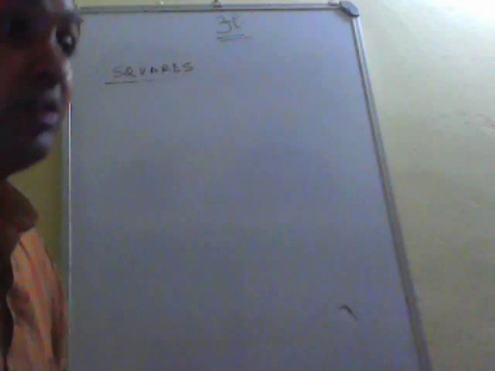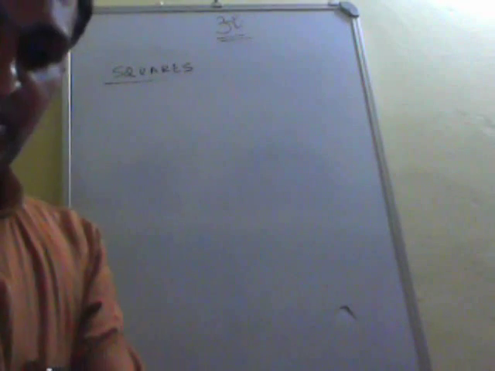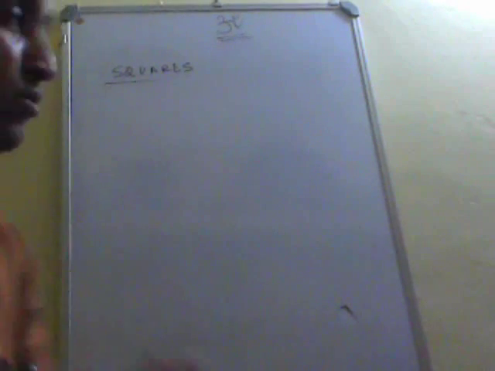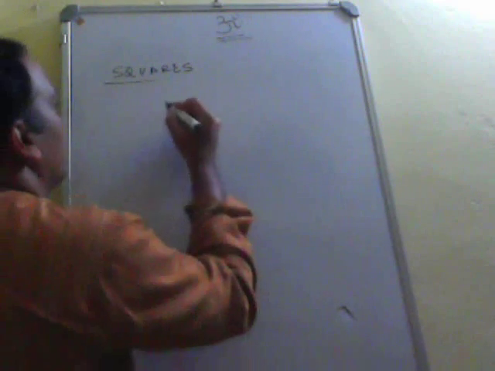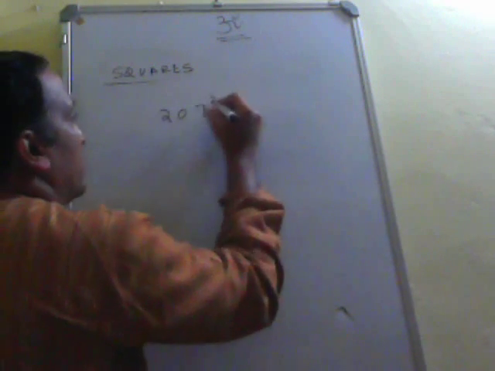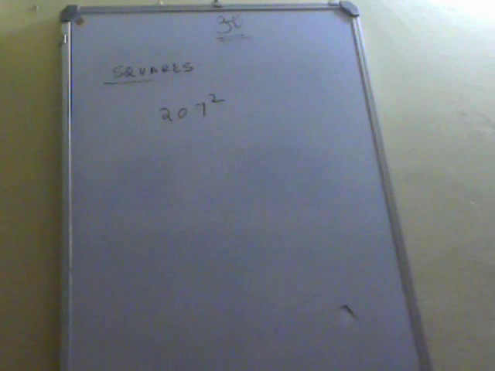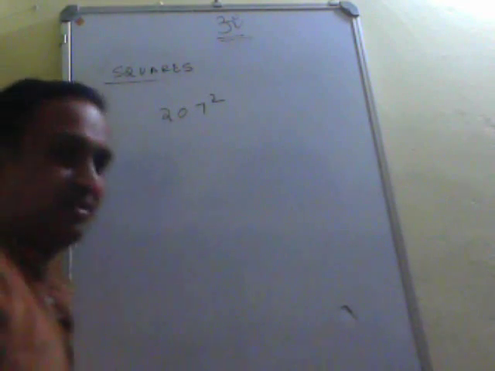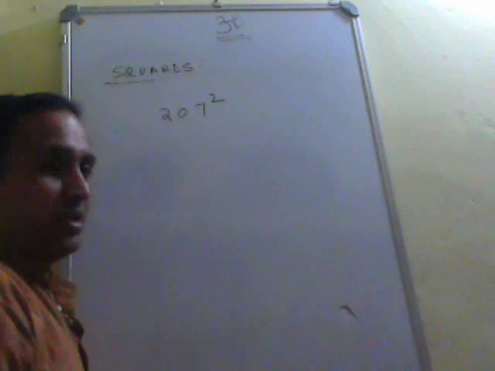So squares, we have covered 3 methods now. Now the 4th method is more beautiful. In this, you can use it for anything. 207 square. This uses the base concept. 207 square, how much is it?